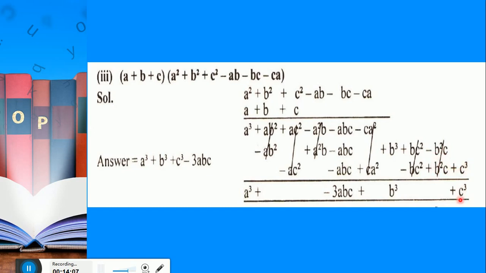And plus c cube as it is. Now rearrange the answer. So first write the a cube term, then we write the b cube term, then the c cube term, and then the minus 3abc term.